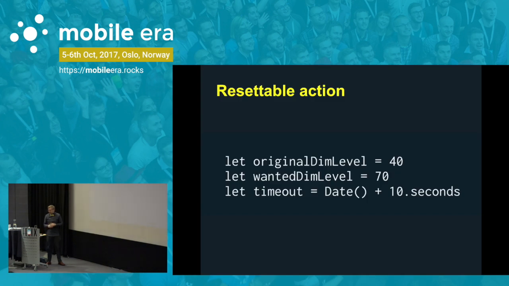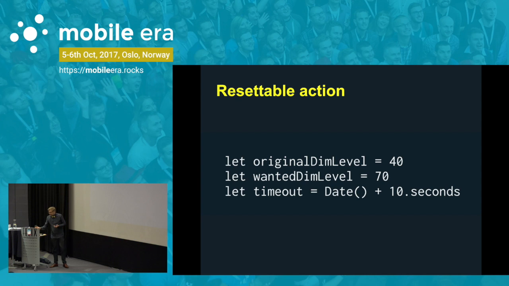So we made something called a resettable action, because without the server confirming this, we have to say that, okay, we went from 40 to 70, and if it didn't work, we have to ourselves, without getting anything from the server, reset it to 40. The server won't know that the request ever came if the server is down and I want to control the app or the light.